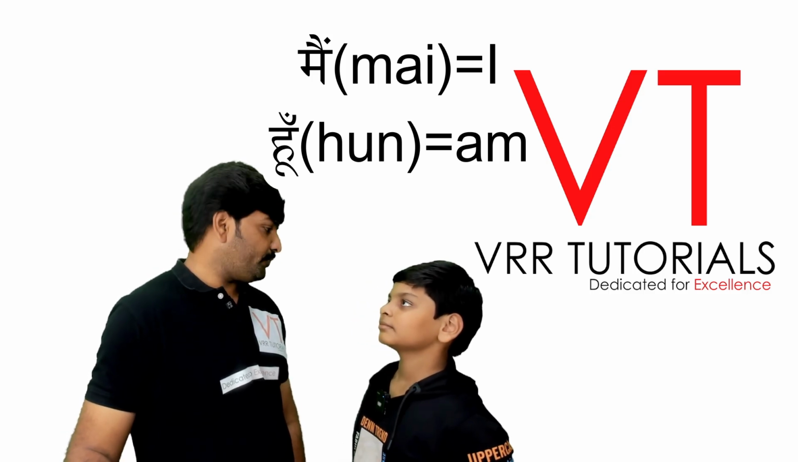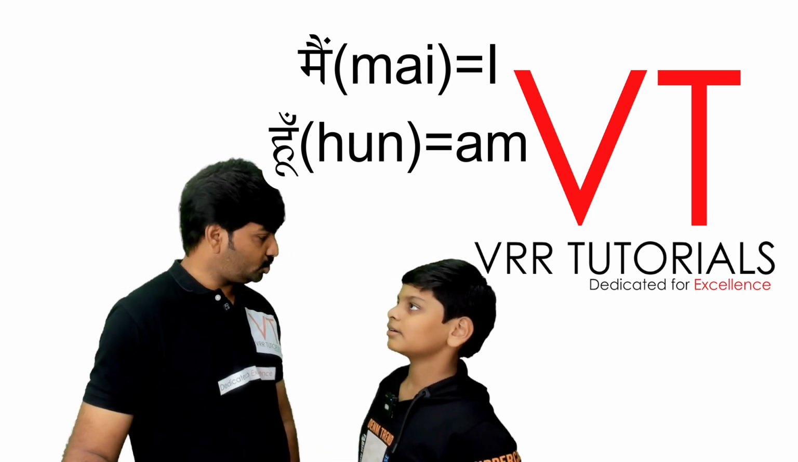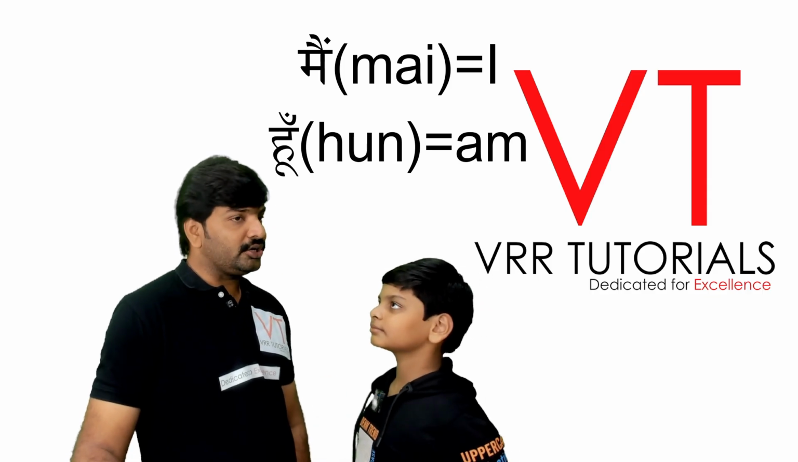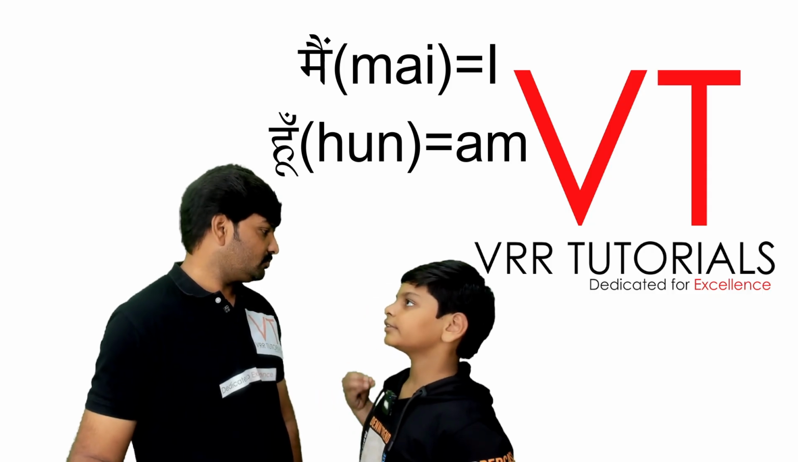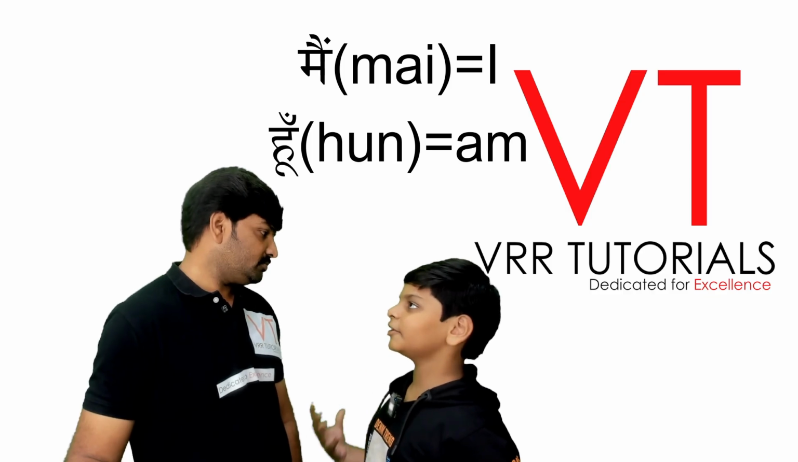What is the meaning of मैं in English? In English, मैं is I. What about हूँ? हूँ in English is am. Okay. Can you say some sentences using this मैं and हूँ? मैं Lohit हूँ. Okay. What does it mean? It means I am Lohit.